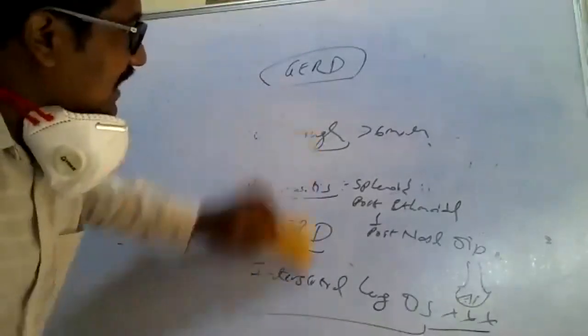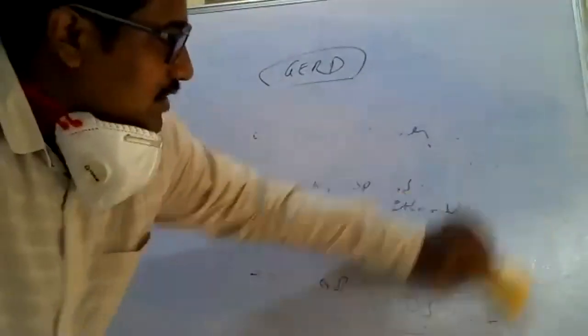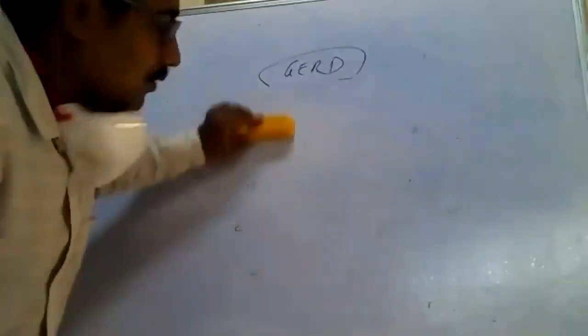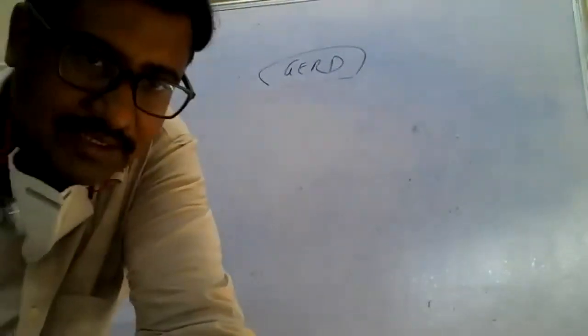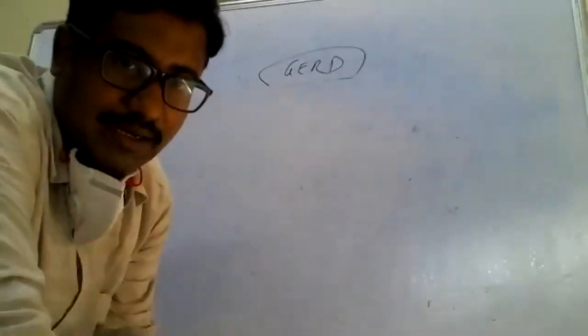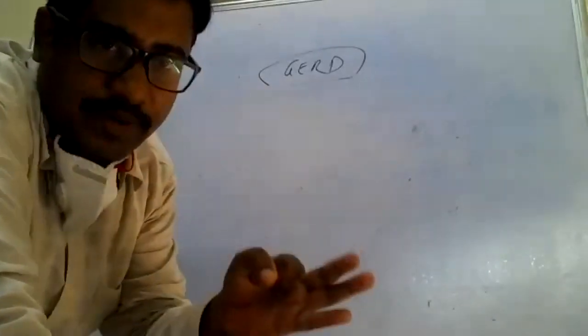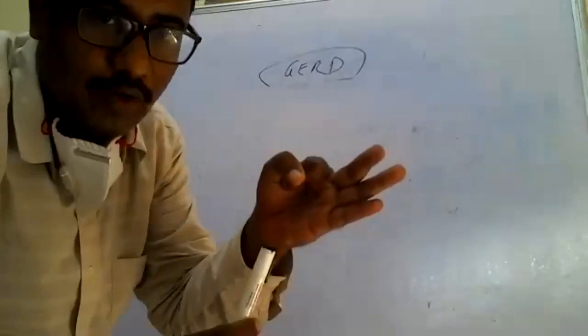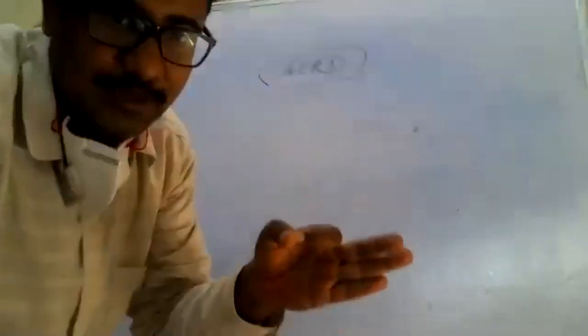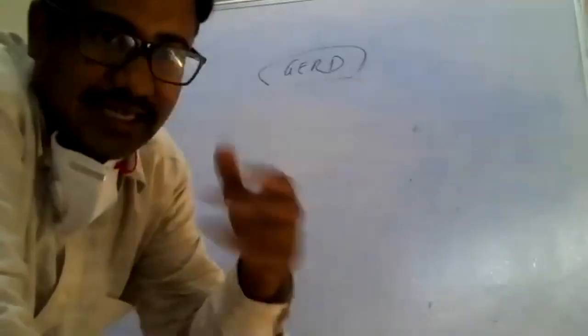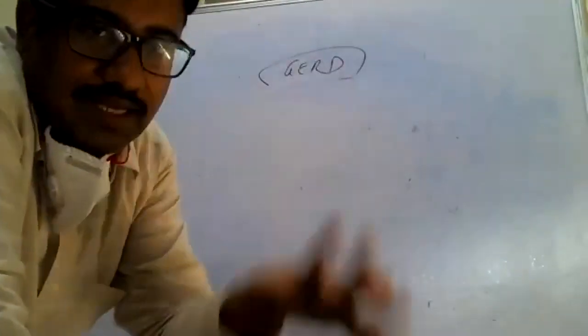So GERD. Why are we getting gastroesophageal reflux disease? Can anybody say what is happening? What is the defect there? Yes, excellent. The lower esophageal sphincter is not competent. Because of the incompetent lower esophageal sphincter, the acid from the stomach enters into the esophagus, causing GERD.